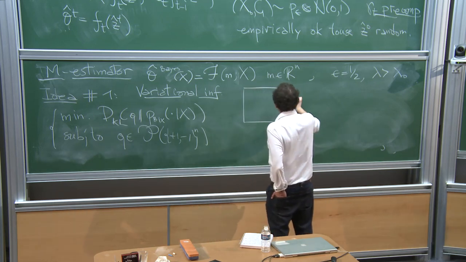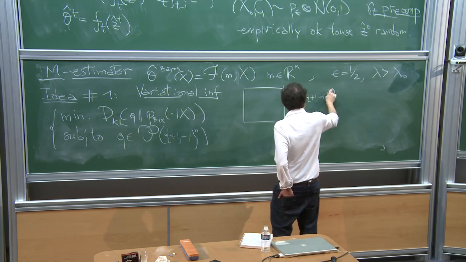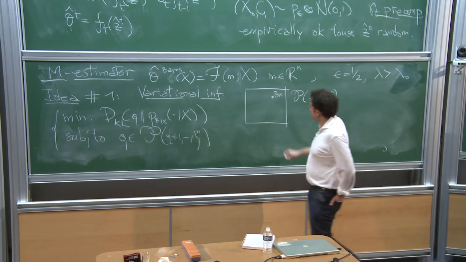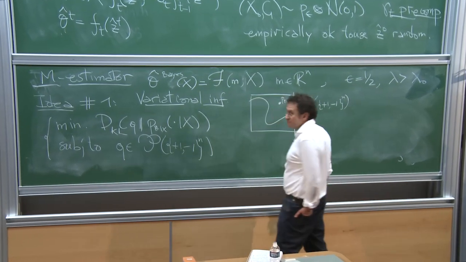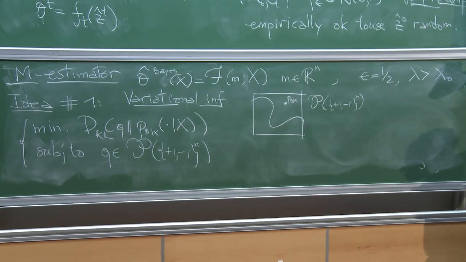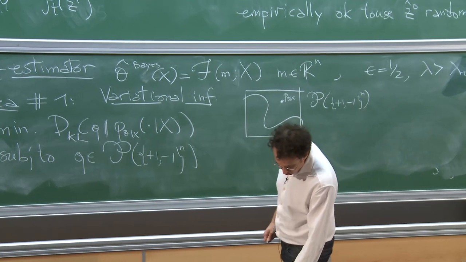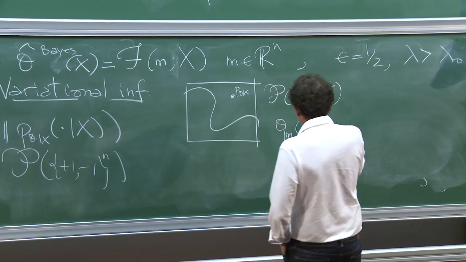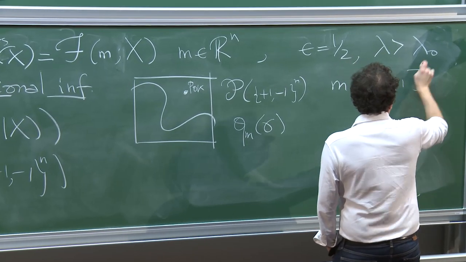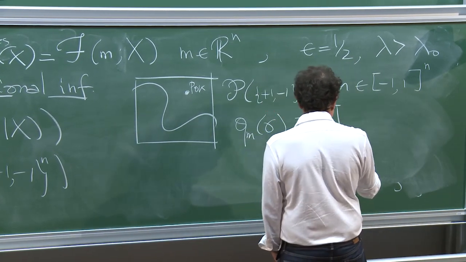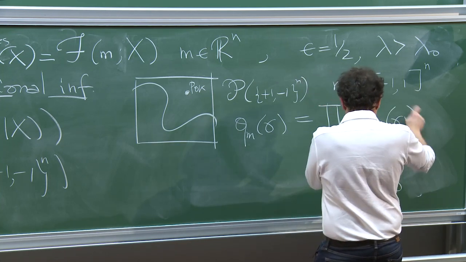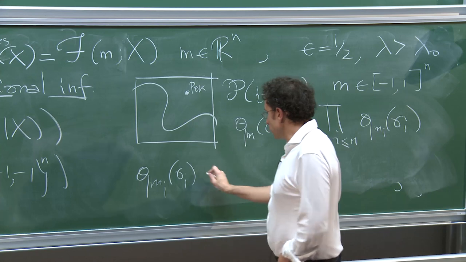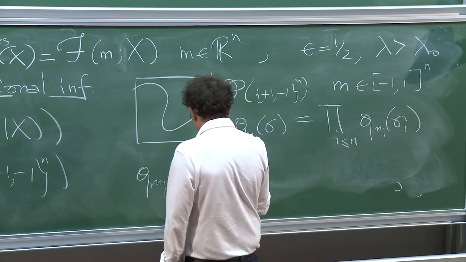Okay, so this is the picture, this is the space of probability distributions on plus 1, minus 1 to the n. Here there is your posterior. We want to reconstruct this. What is the idea of variational inference? I will not minimize over all this space, but I will minimize over a submanifold in this space. And what submanifold do you want to take? Well, we like probability, so the simple one is to take product form distributions. So for a given vector m in minus 1, 1 to the n, so in the solid cube, I define Q_m as the product, where Q_{m_i} of sigma is just the distribution of a plus or minus 1 variable with expectation equal to m_i.